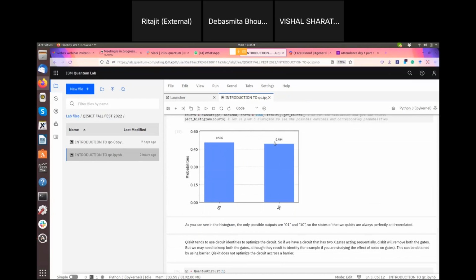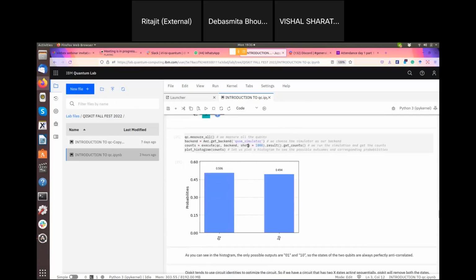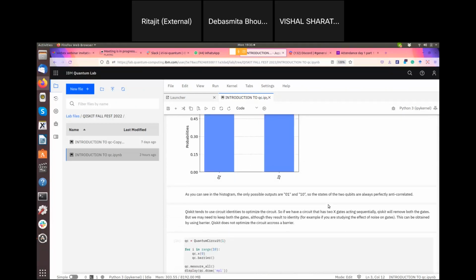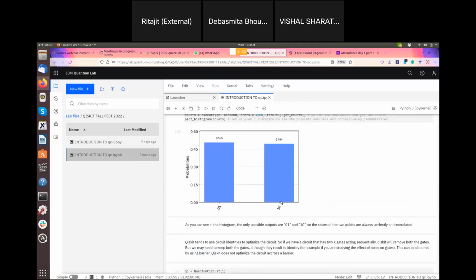And why not perfectly half, like it is not 0.5 and 0.5? Because this is something probabilistic. If you increase these shots more and more, and if you take this to infinity, then ideally you should get 0.5 and 0.5. And if the shots are very few, then you can get a very different output from this. So just keep your shots at something good so that you can get a proper output, like 50%. And one thing is, as you can see from the histogram, the outputs are 01 and 10. So the states of the qubits in a Bell state are perfectly anti-correlated.